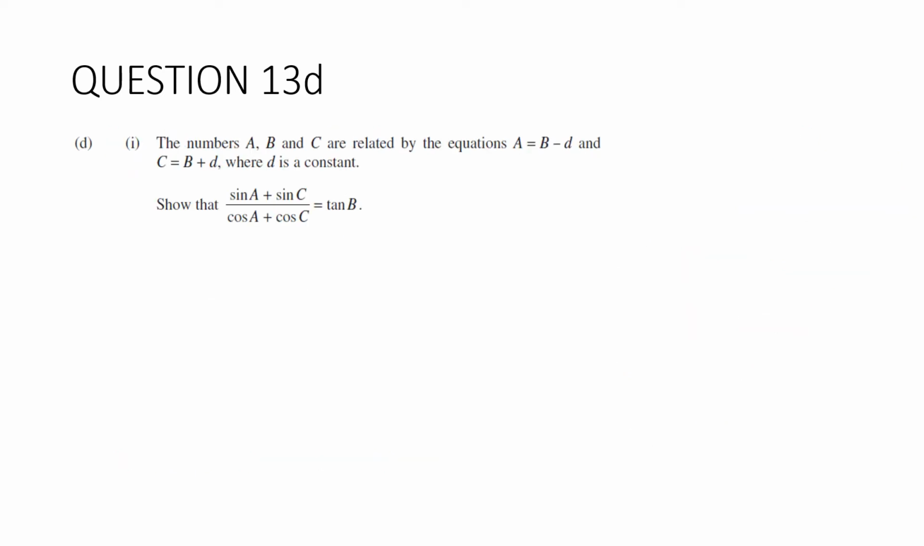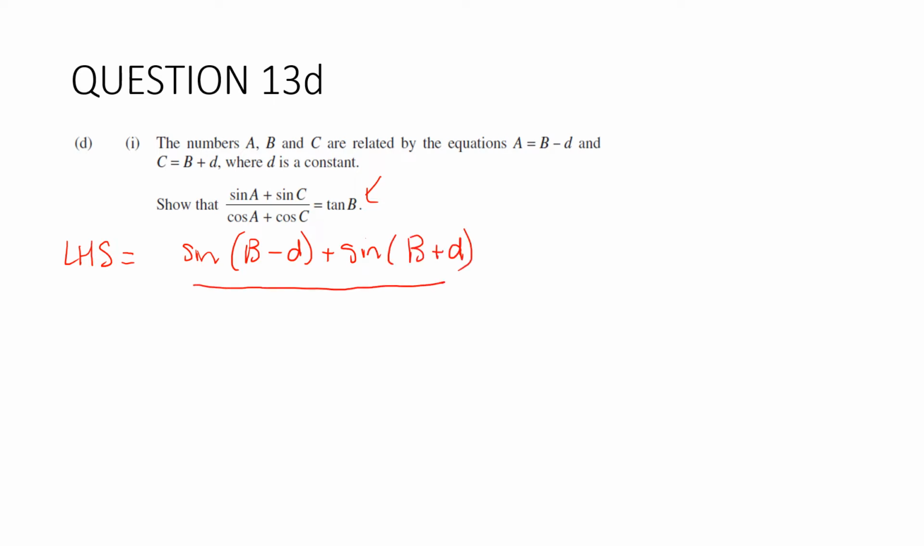13d, part 1. The numbers a, b and c are related by the equations a equals b minus d and c equals b plus d, where d is a constant. Show this. Okay, we'll start with the left-hand side, which is equal to sine a plus sine c over cos a plus cos c, so sine of b take d plus sine b plus d, all over cos b minus d plus cos b plus d.